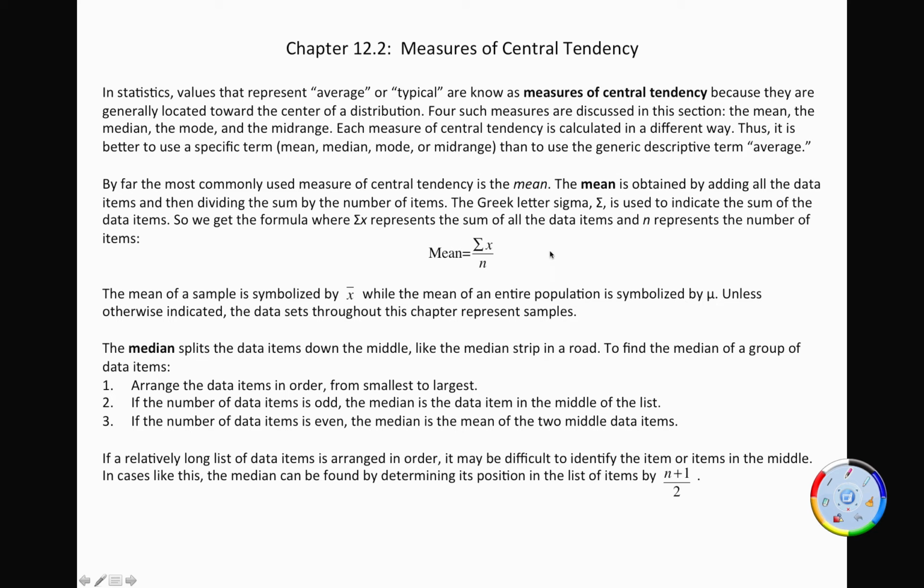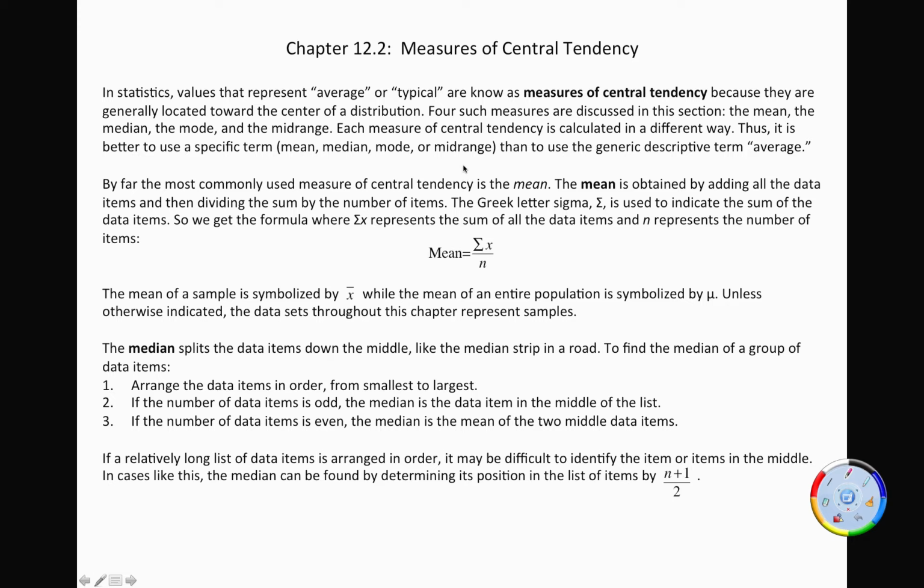Chapter 12.2, Measures of Central Tendency. In statistics, values that represent average or typical are known as measures of central tendency because they're generally located towards the center of the distribution. Four such measures are discussed in this section: the mean, the median, the mode, and the mid-range.